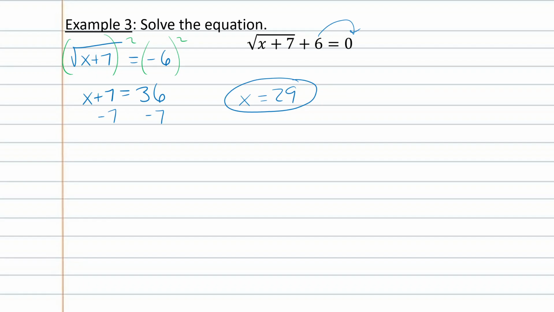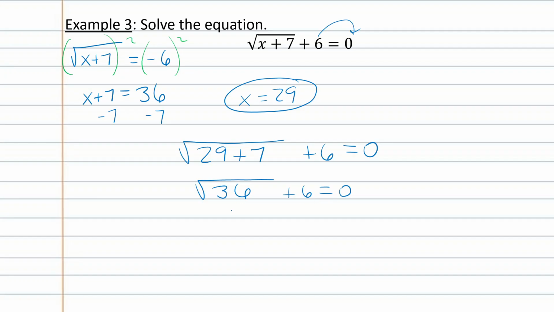Remember, though, we really have to check our solutions here. So let's plug this solution in and see if it works. Here I'm going to get the square root of 29 plus 7, plus 6, and I need to check and see if that equals 0. Well, 29 plus 7, that is 36. Plus 6, does that equal 0?